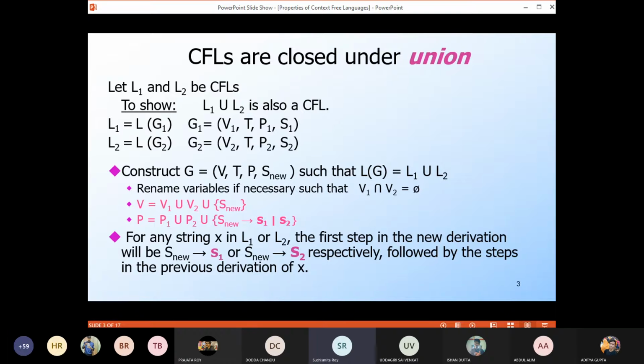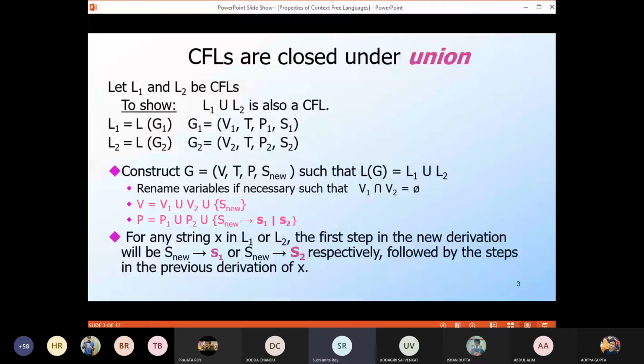In addition, the first step will be S new goes to either S1 or S2, depending on to which particular grammar X belongs, S1 or S2. So using this new production, you add this new step to the derivation. Since the old production also still exists, you can derive exactly the same string X. So this construction, please remember, is actually just adding this new production S new goes to S1 or S2.